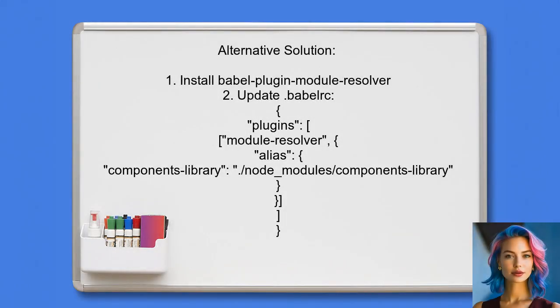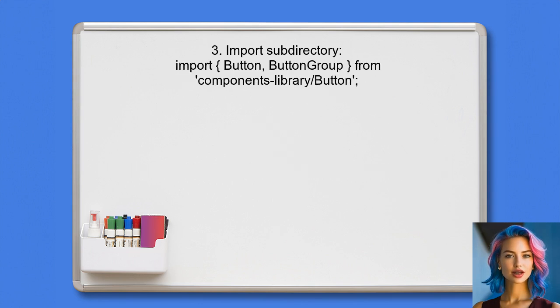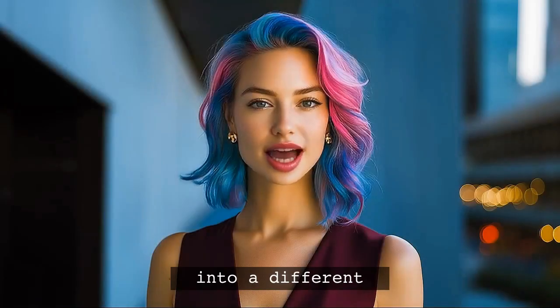An alternative solution provided by a user involves using the Babel plugin module resolver package. First, you need to install this package. Then, specify the package's relative path in your Babel RC file using an alias. This allows you to import subdirectories of your NPM package easily. Now, let's dive into a different answer from another user.